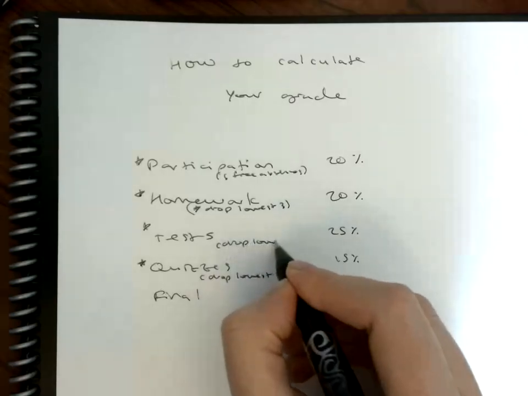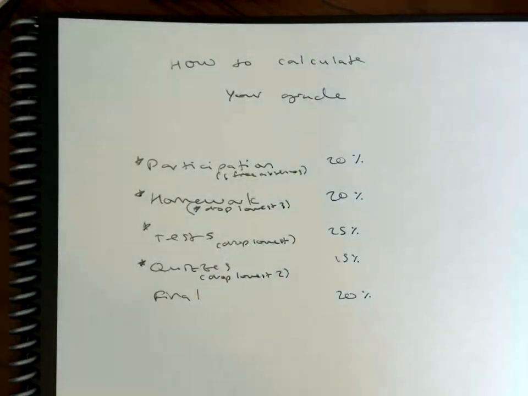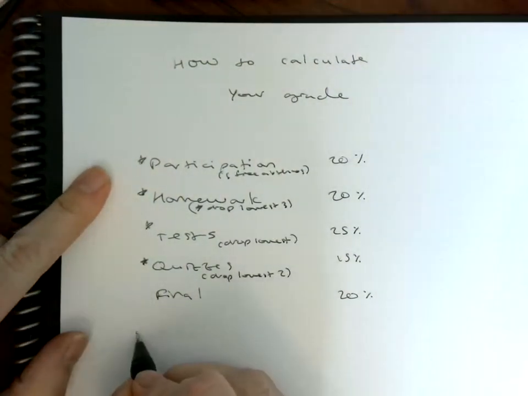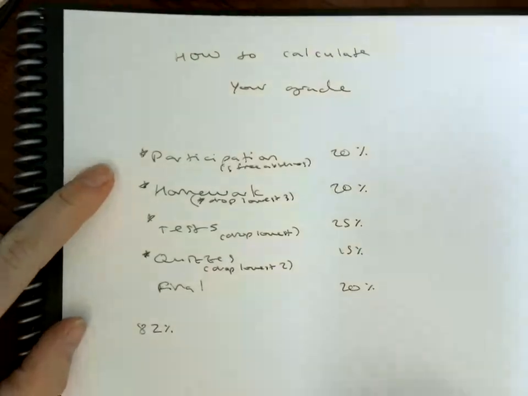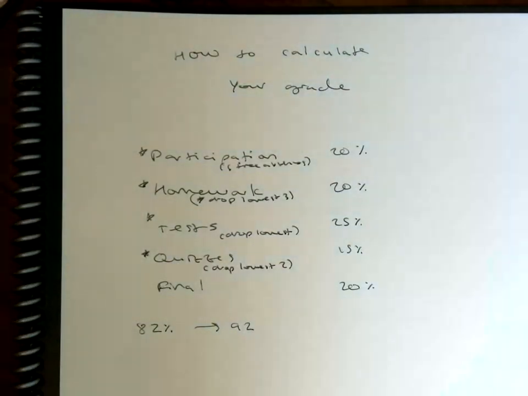So when you're trying to calculate your grade, you want to look at the average. And I actually think that Canvas gives you an average of these. So say that you have an 82% participation grade. That would become a 92%.